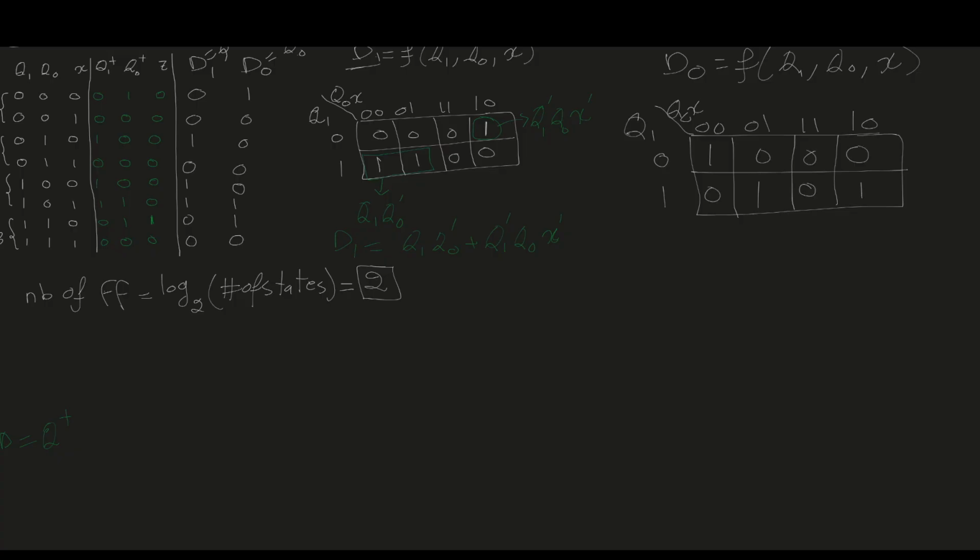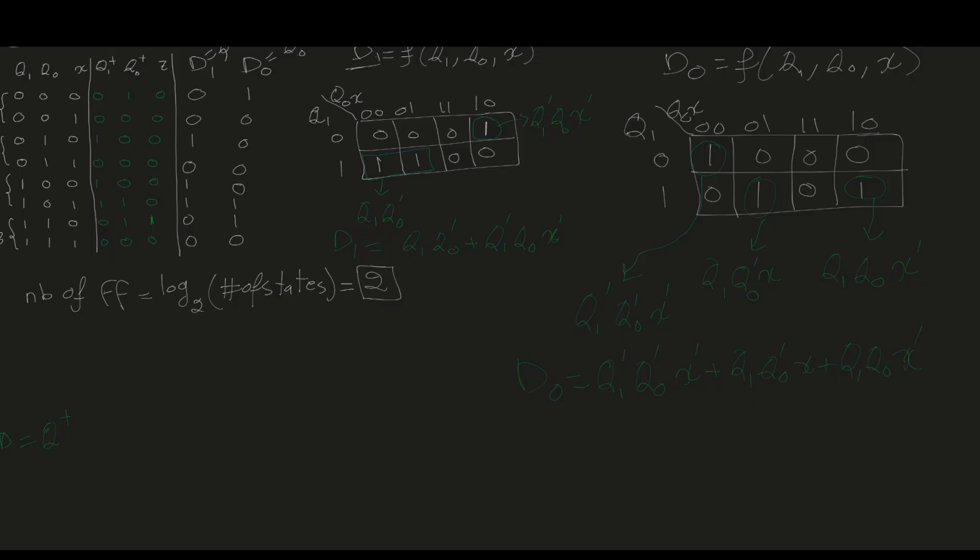For these, we cannot group any ones together, so they have to remain separate. For this one, we will have Q1 Q0 X prime. For this one here, we will have Q1 Q0 prime X. And for this one here, we will have Q1 prime Q0 prime X prime. Now we can write the Boolean expression for D0. D0 will be equal to the summation of these three: Q1 prime Q0 prime X prime, plus Q1 Q0 prime X, plus Q1 Q0 X prime or X bar.